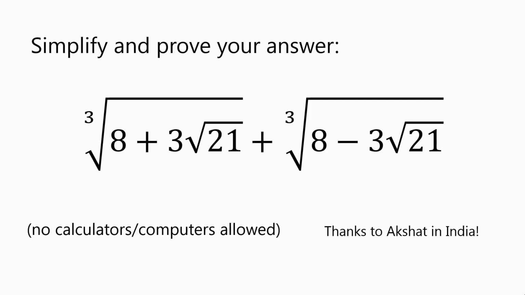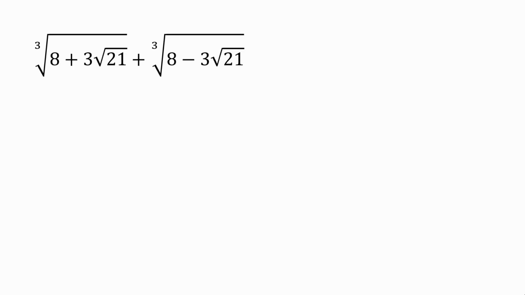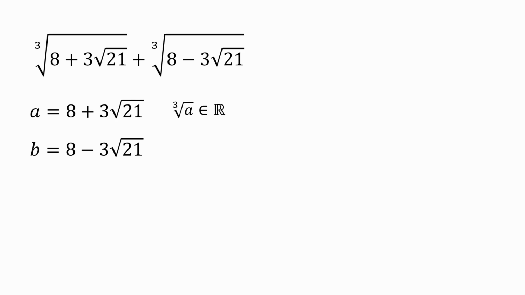So how can we simplify this expression? I'll first write a as the number that's under the first cube root, and then b will be a square root conjugate that's under the second cube root. Notice that the cube root of a is a real number and the cube root of b is a real number, so their sum will also be a real number. So in the end we're looking for a real number.